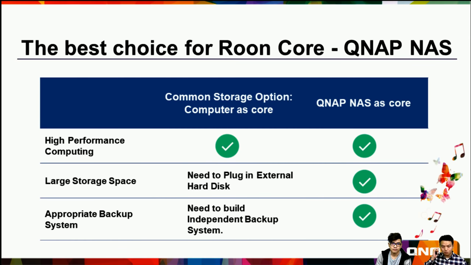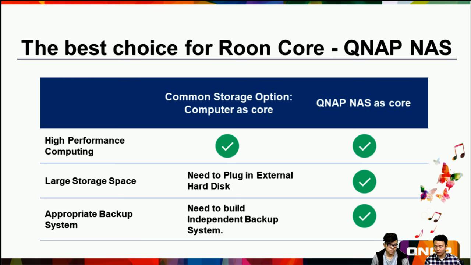Okay, so as we just said, those three important elements for choosing a core, which are high performance computing, large storage space, and an appropriate backup system, actually have other solutions than NAS. It is quite common that people try to build their Roon Core on a computer, but there are some things that are not so perfect. When it comes to large storage space, it needs to plug in an external hard disk. You cannot expect a 3 TB hard disk to be enough for your thousands of songs.